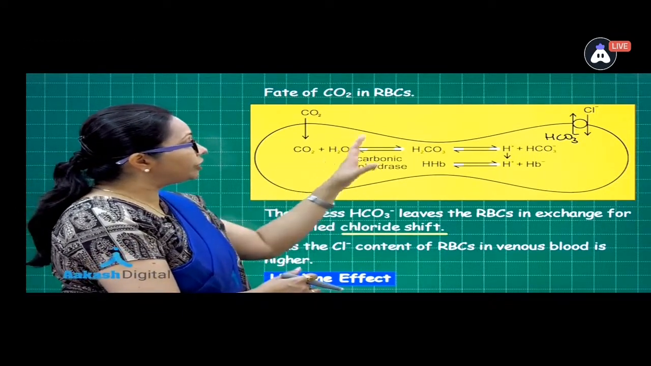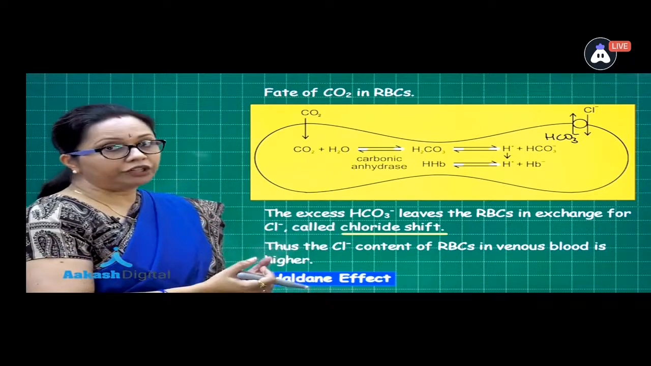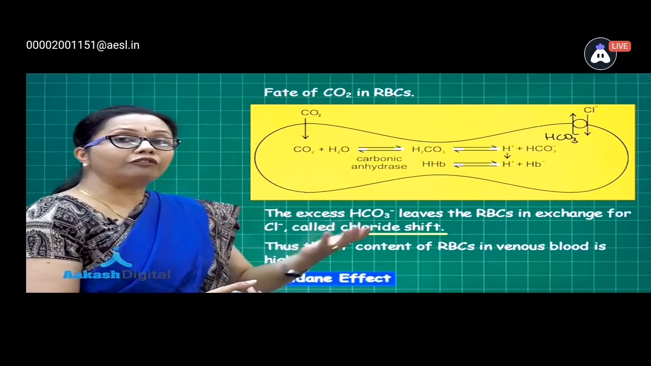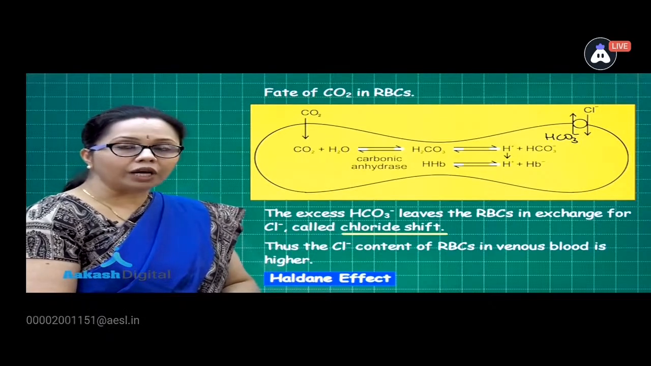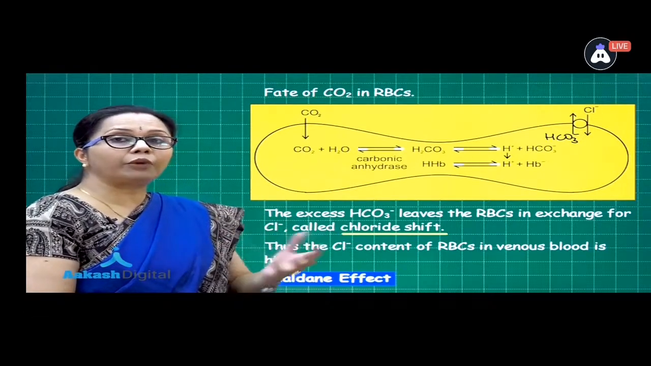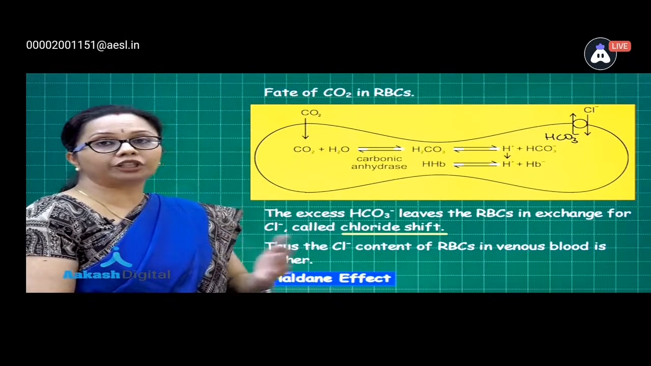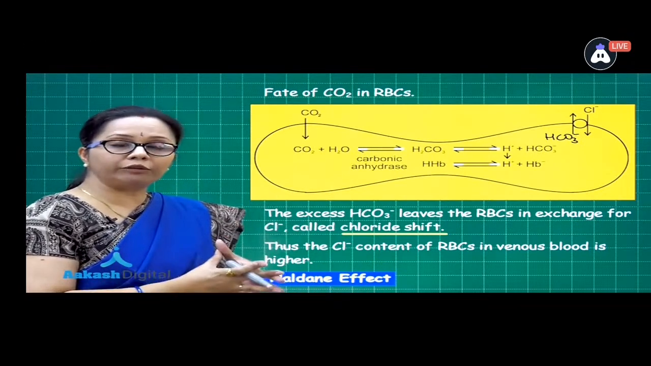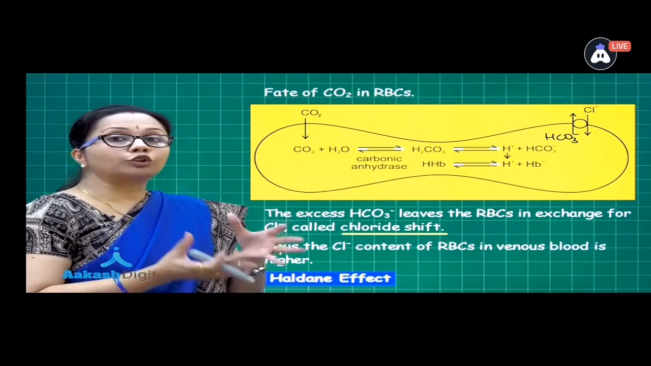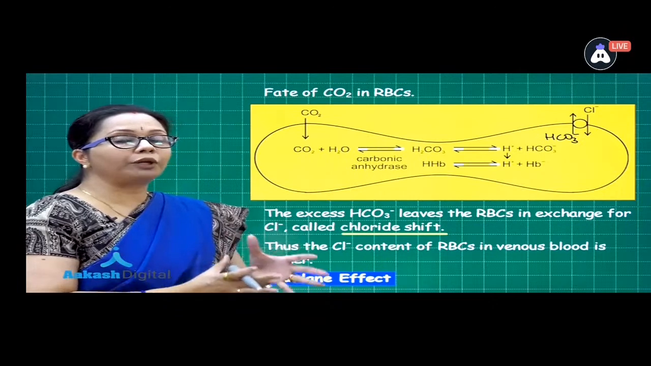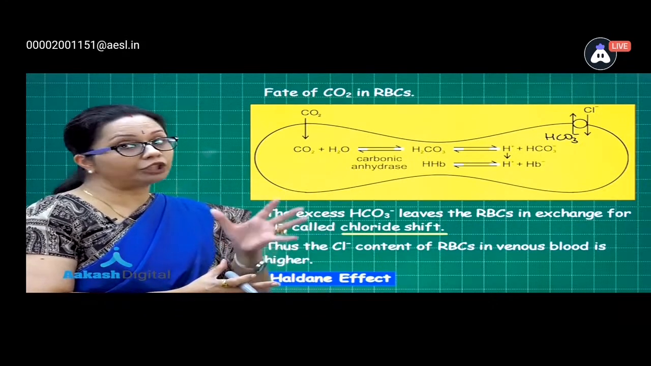Now what happens when this blood reaches the lungs, the alveoli? In the alveoli, the PO2 of oxygen is higher. So oxygen readily combines with hemoglobin, forming oxyhemoglobin. And as oxyhemoglobin is formed, there is unloading of CO2. So there is a reverse phenomenon of what we had seen with the Bohr effect.